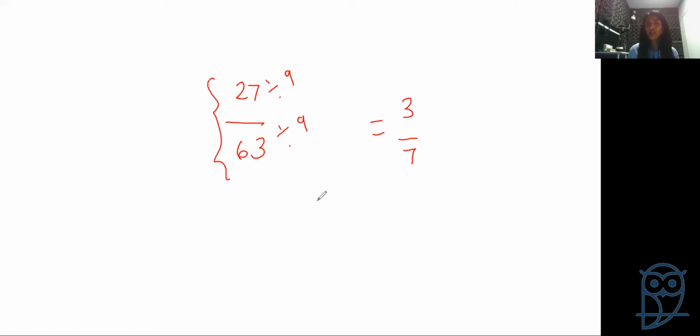Okay. So in this instance, the highest common factor is 9. And so I've divided my numerator and denominator both by 9. And therefore, my answer is 3 over 7. Now, what happens if I want to now add or subtract fractions?